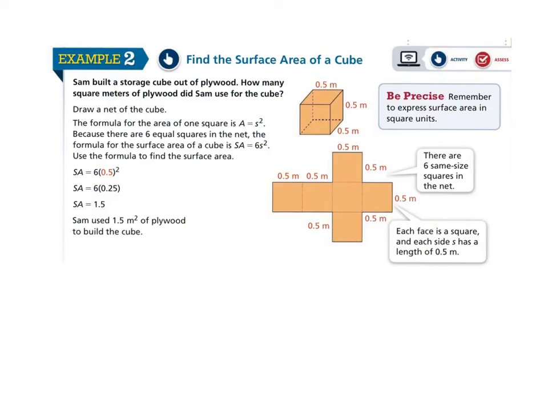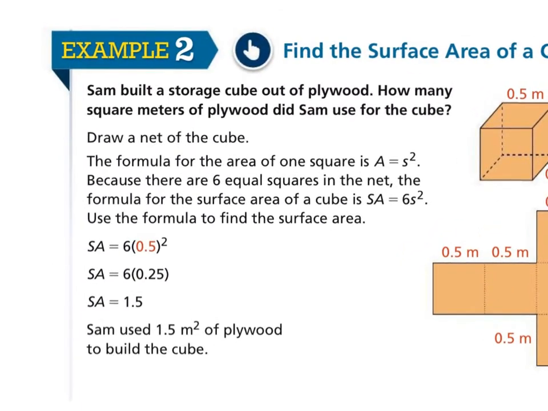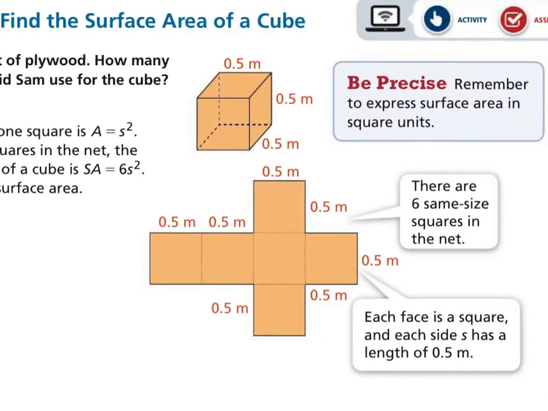So example 2, Sam built a storage cube out of plywood. How many square meters of plywood did Sam use for the cube? For this one, it is a cube. What's unique about a cube is that all 6 sides are exactly the same. The book talks about this formula: area equals s squared, and the surface area of a cube is 6 times s squared. That's fine. Basically, we're going to find the area of one side and multiply it by 6.